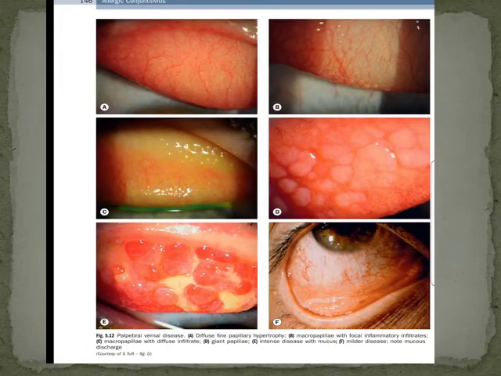So moving on to allergic conjunctivitis. Allergic conjunctivitis is due to allergy or hypersensitivity reaction, which may be immediate or delayed type. Then it can be simple allergic conjunctivitis, vernal keratoconjunctivitis, atopic keratoconjunctivitis, giant papillary, or phlyctenular keratoconjunctivitis.